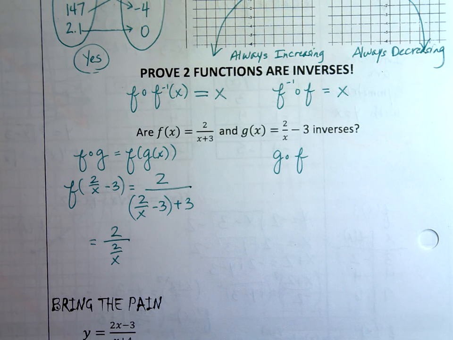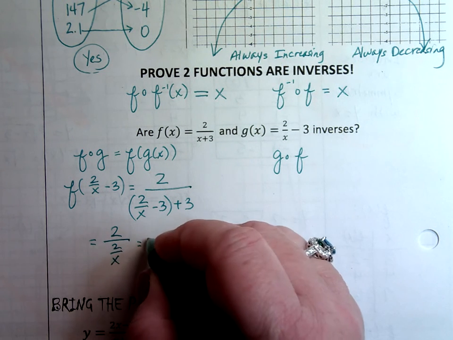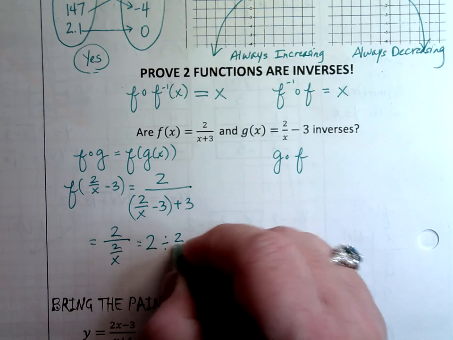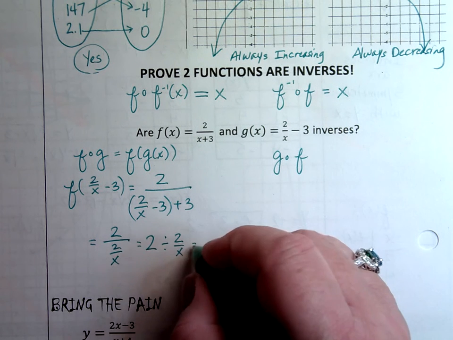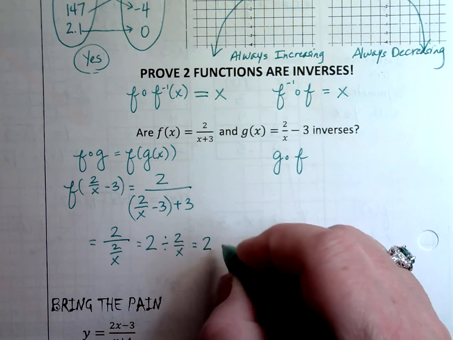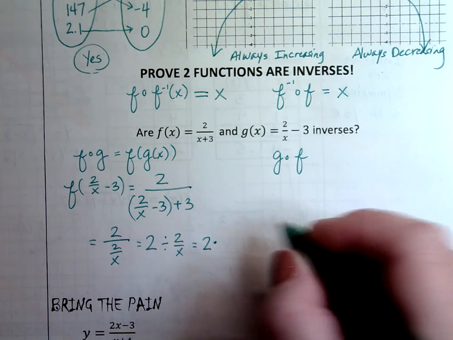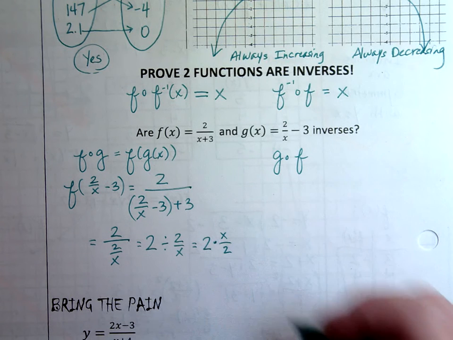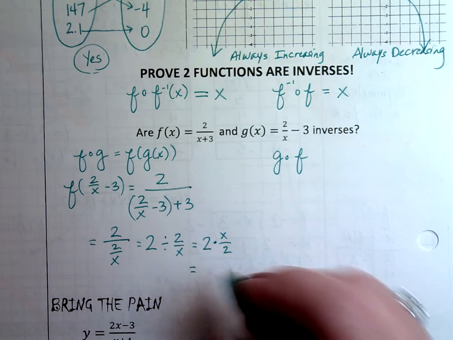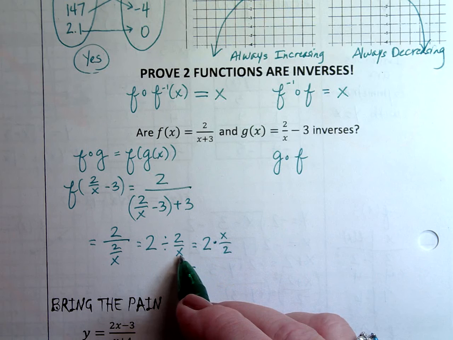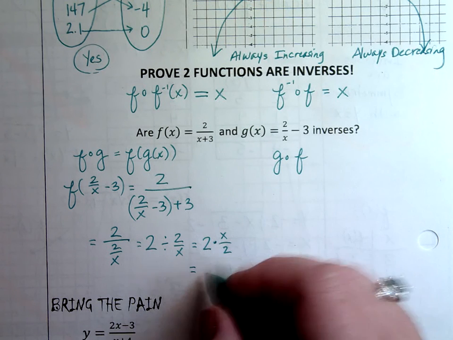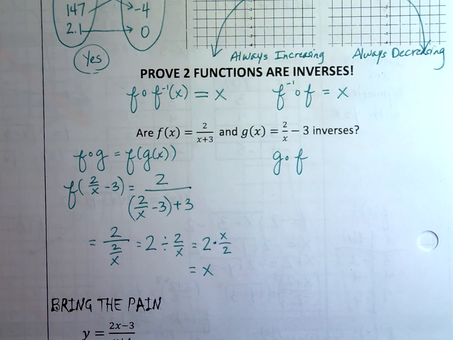So that would be the same thing if I think about it as 2 divided by 2 over x, right? And if I'm dividing by a fraction, I'm multiplying by the reciprocal. Keep, change, flip, I think some of your teachers have said. 2 times x over 2. Keep the 2, change this to multiplication, flip this guy, x over 2. My 2's cancel, and lo and behold, I get my answer of x that I was looking for.